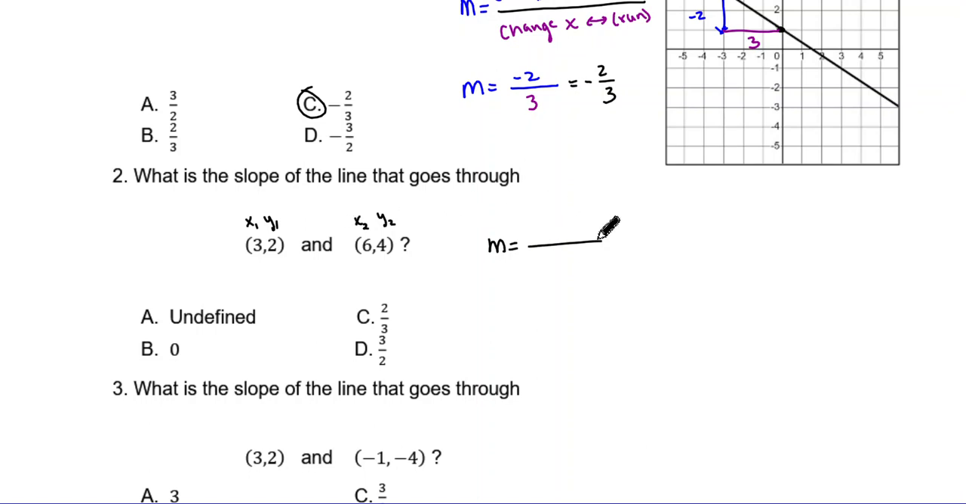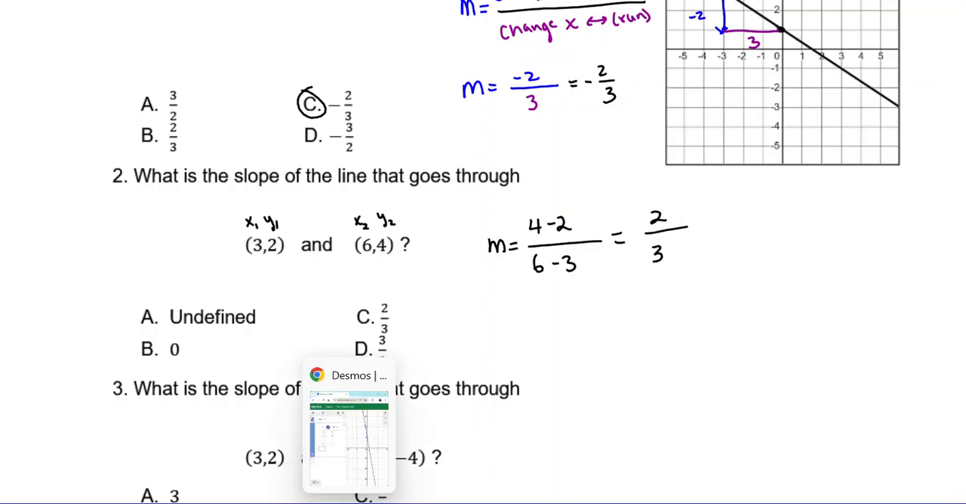In the numerator, remember we're looking at only the y coordinates, so we want to see the change in y. That's always going to be a subtraction. So 4 minus 2, divided by 6 minus 3. 4 minus 2 is 2, 6 minus 3 is 3. So the slope is 2/3.